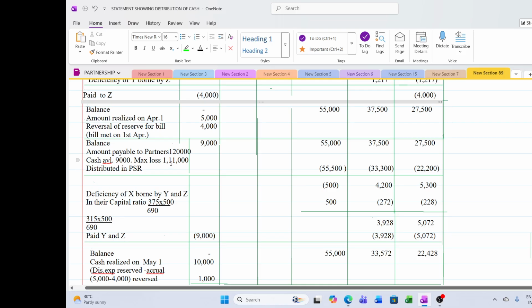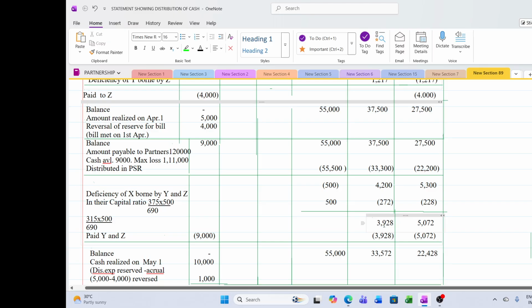So this will be distributed in PSR, again 5 is to 3 is to 2. That comes to 55,500, 33,300 and 22,200. See here again, this fellow has a deficiency of 500. This 500 will be met by these two people because they are having a positive balance. So again in their ratio, 375 into 500 by 690, 315 into 500 by 690. This comes to 272 by Y and 228 by Z. So this 500 will be met.